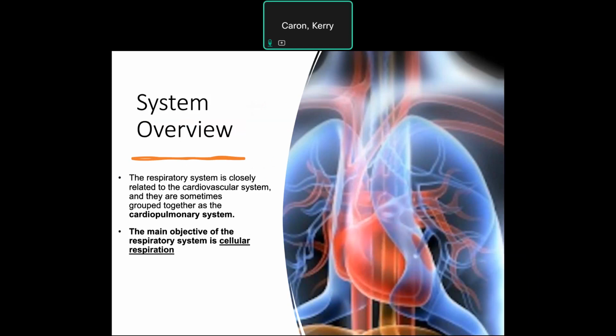In fact, sometimes we call it the cardiopulmonary system, kind of joining the two. They go hand in hand, and you'll see that throughout this chapter. You might think the main objective of the respiratory system is to breathe in and out. Well, yes, it is, and that is ventilation. But the main objective is cellular respiration, and you'll learn the difference in this chapter.